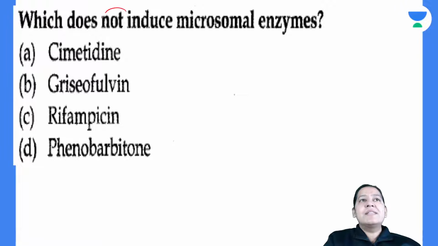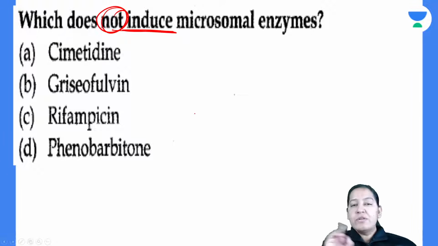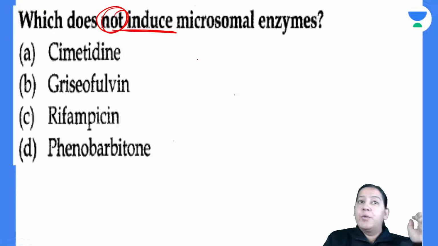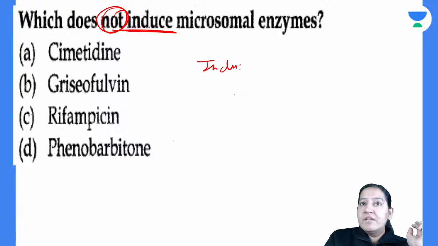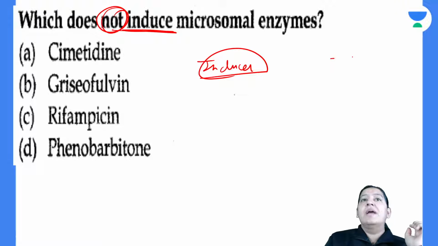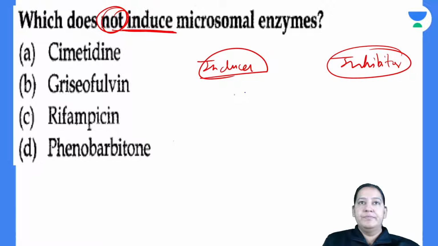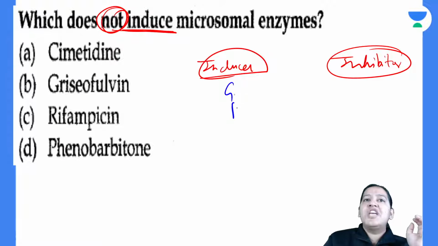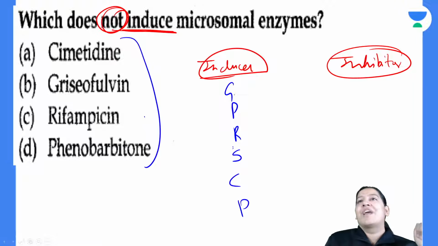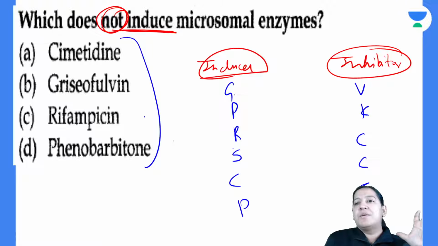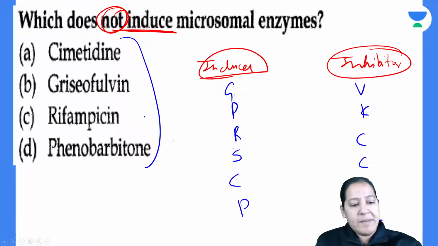The next question: which of the following does not induce microsomal enzymes? So which of the following is not an inducer? Apply the mnemonic for inducer, and see which option is not coming in that mnemonic. Apply the mnemonic for inhibitor also, because the examiner will confuse you between the 2 mnemonics. The inducer mnemonic is GPRS cell phone. The inhibitor mnemonic is vitamin K cannot cause enzyme inhibition. I will go one by one.